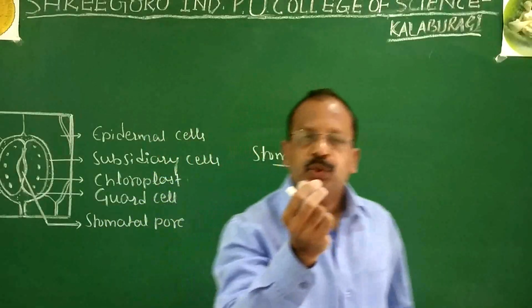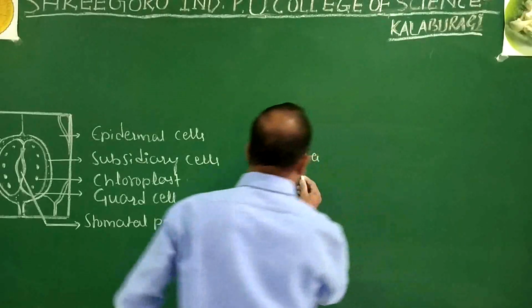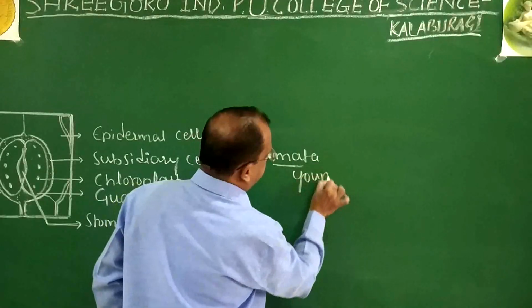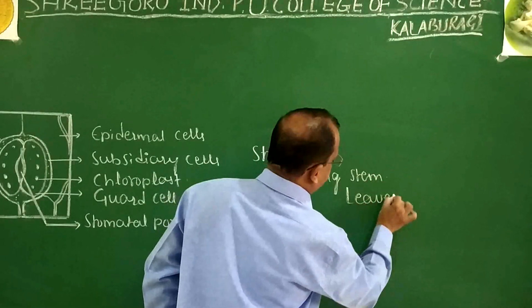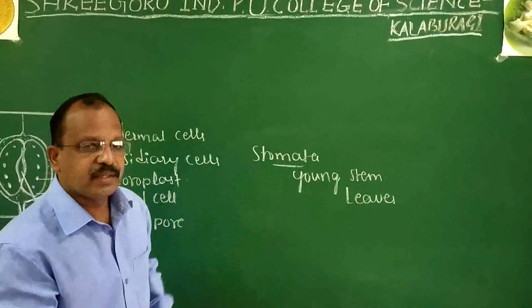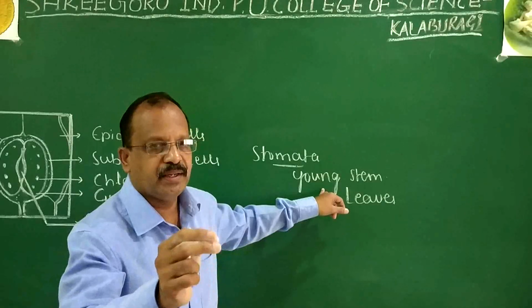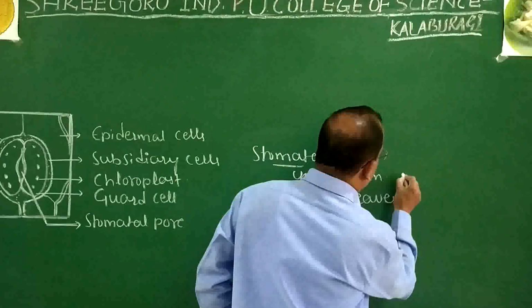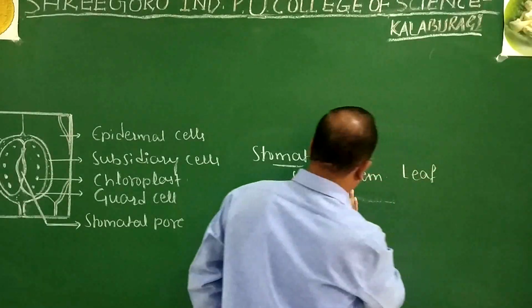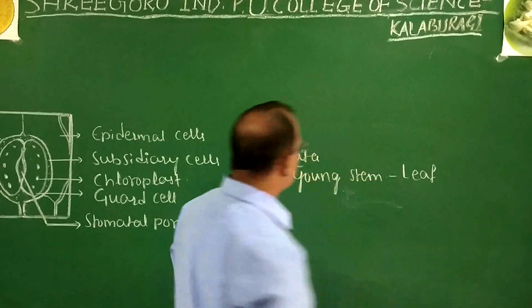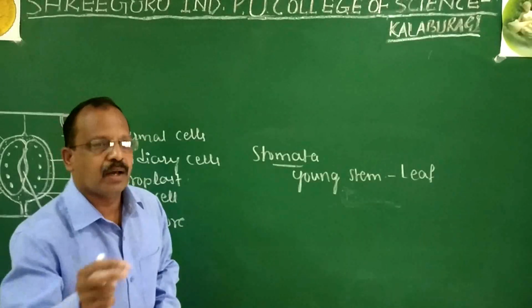Stomata are the minute openings present on the surface of the young stem and leaves. Or instead of that, you can also utilize the term leaf. Stomata are the minute openings present on the surface of the young stem and leaves or leaf.